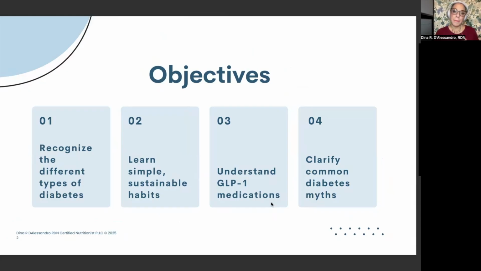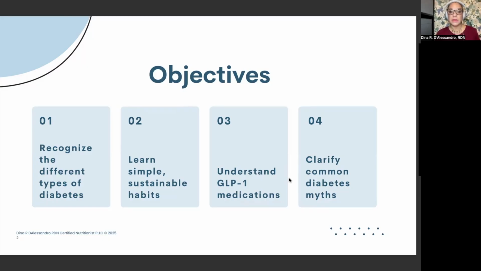If you were here with us last year, this may be a refresher, or this could be some new information that you're going to learn today. So hopefully you'll find it educational and informational. What we're hoping you get out of this today is to recognize the differences among the different types of diabetes, to learn some language you maybe haven't heard before when it comes to the diagnoses, and to learn some simple, sustainable habits to help manage this condition and hopefully prevent it from happening.